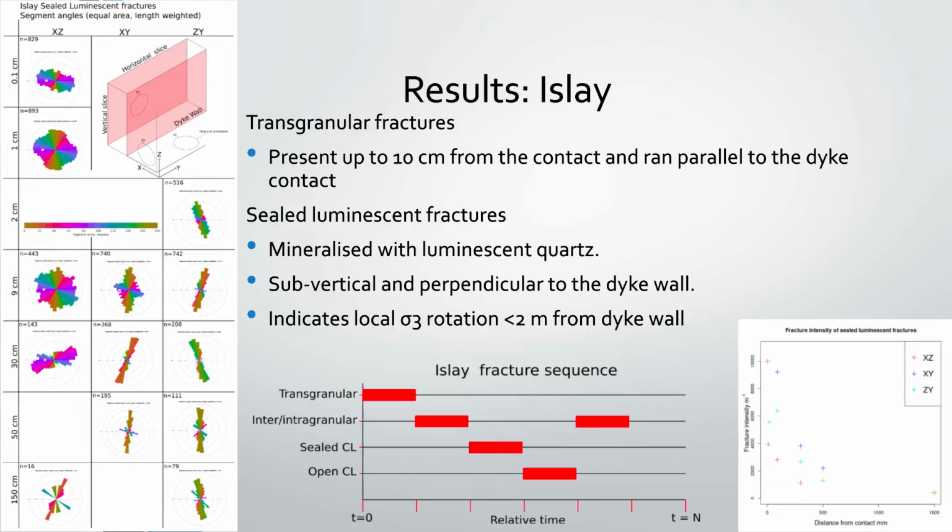The sealed luminescent fractures which formed after the first phase of the open inter/intragranular fractures had a very strong preferred orientation. This grid shows the fracture orientation with increasing distance from the contact going downwards and the sample orientation across the top. The first column is the XZ plane, vertical and perpendicular to the dyke, the second the XY and the third the ZY. The preferred orientation was near vertical and perpendicular to the dyke, suggesting that normal compression from the magma overpressure was sufficient to rotate the local sigma 3.